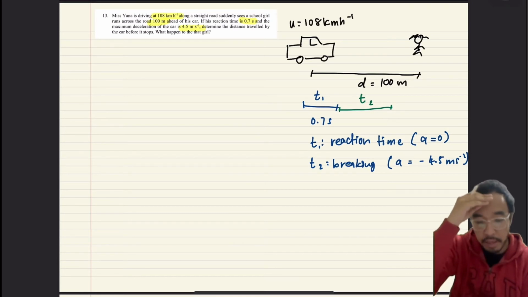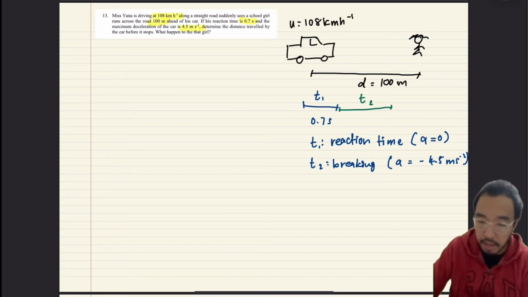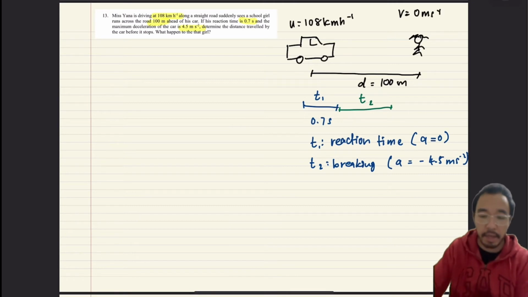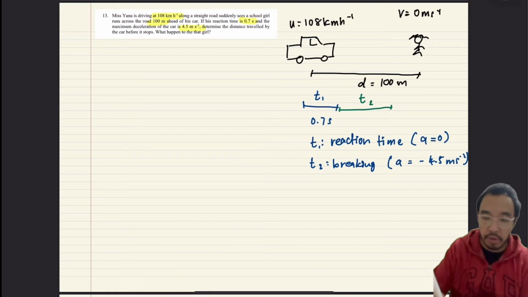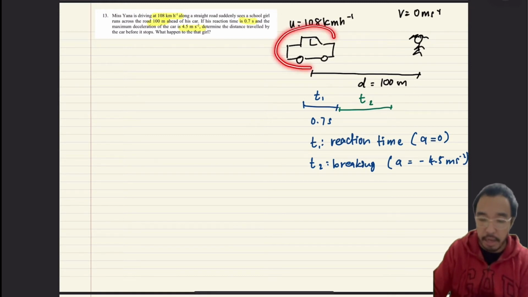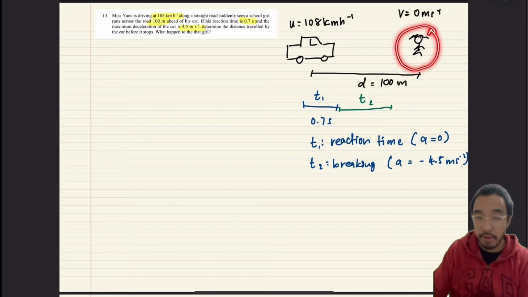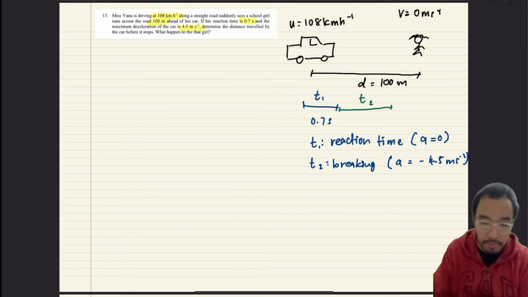Determine the distance traveled by the car before it stops. Finally, eventually, the car will stop, V equals 0. But the question is, what happened to that girl? You need to find out whether the car will stop before it hits the girl or after, assuming that the girl is not moving anymore, just static over there.